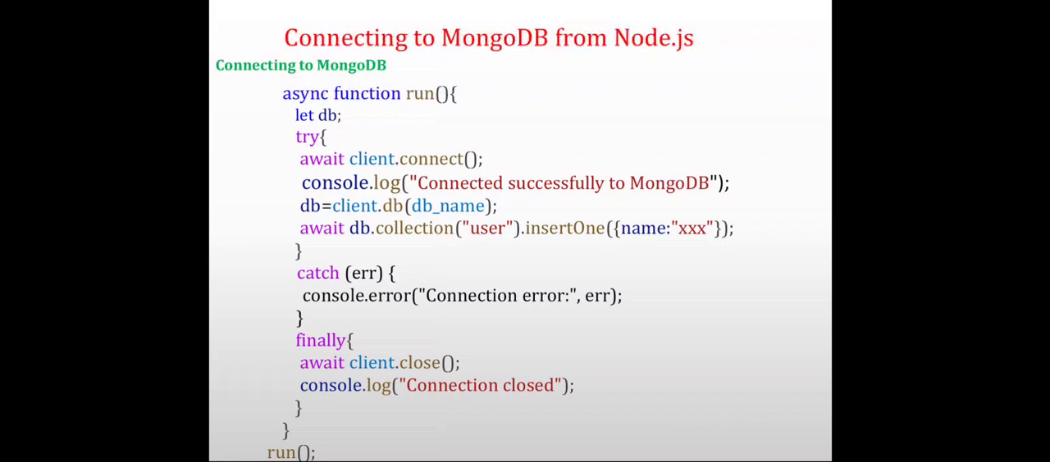Finally, after defining the function, we call the function run. This statement starts the execution of the program. Without calling this function, none of the database operations will be performed, because the function will only be defined but never executed. So after execution of this program, a document will be inserted in MongoDB in the collection which we have mentioned.